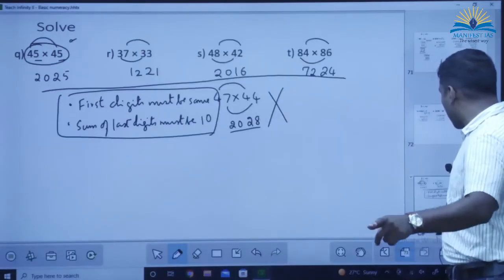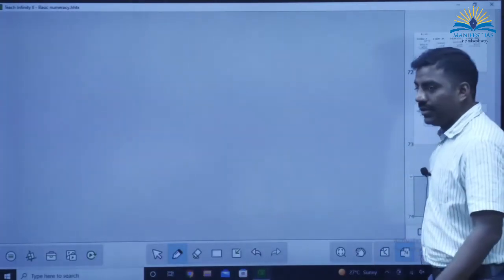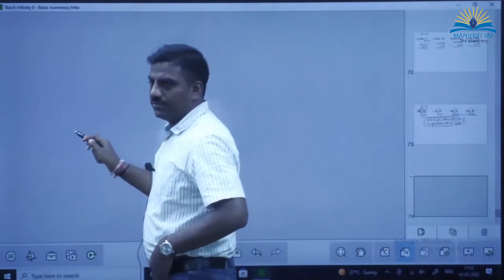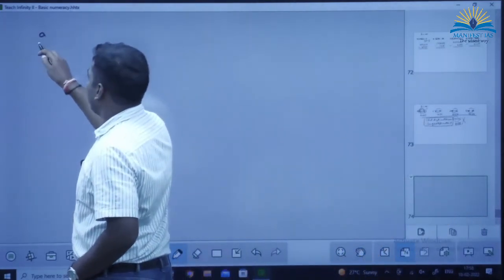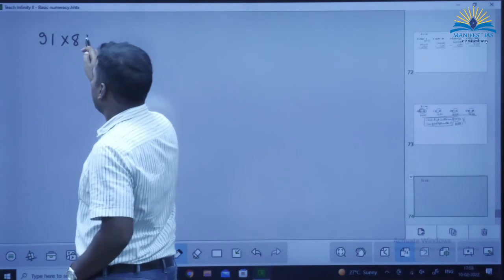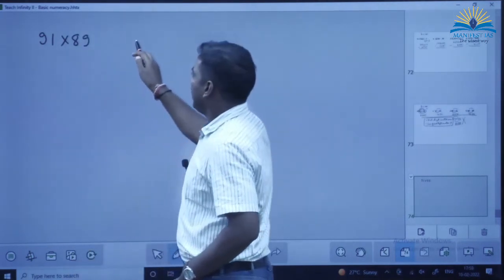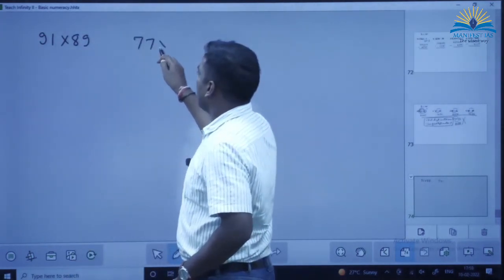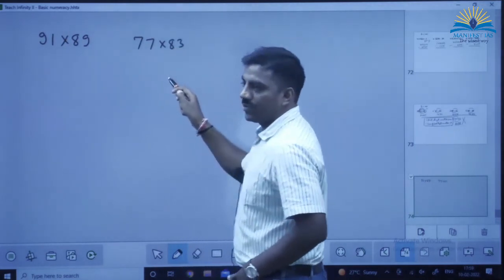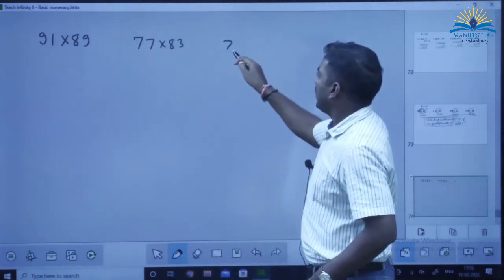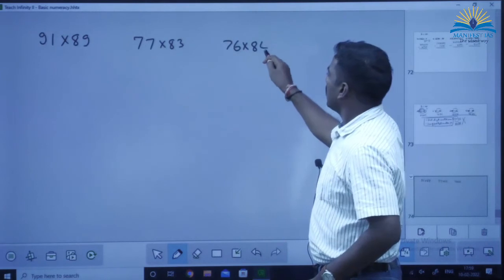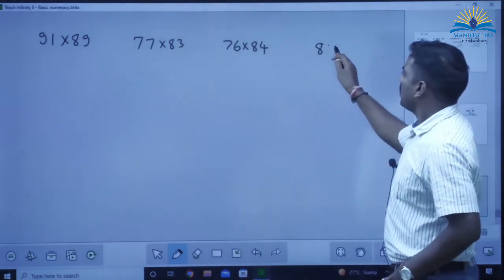I have left one more. It is not printed here. Tell me the other numbers. 91 and 89, 77 and 83, 76 and 84, 82 and 78.